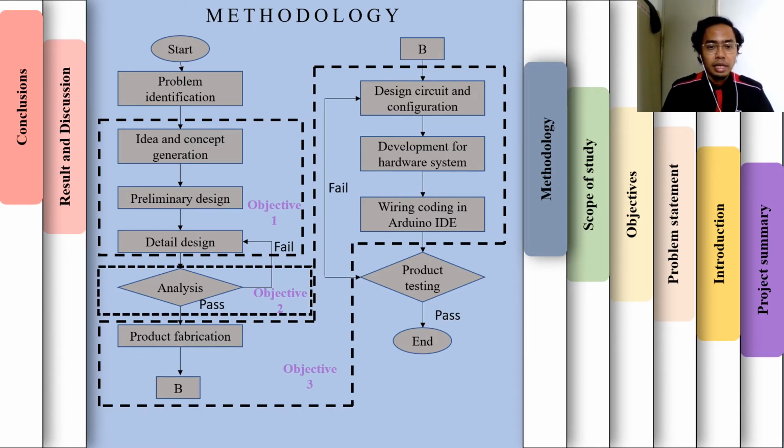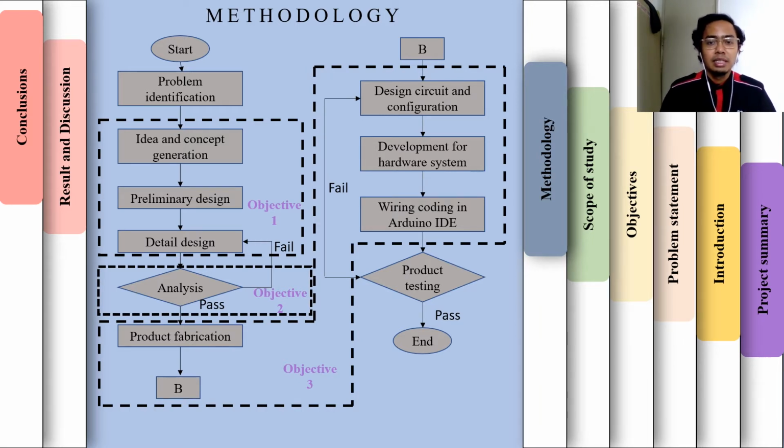We will move on to the analysis, which is the main part of objective number 2. The analysis will be conducted with 3 different parameters, as mentioned earlier. After the analysis has passed, the project moves to product fabrication, where the AFO will be fabricated using the 3D printer. And this is where the IoT application begins.